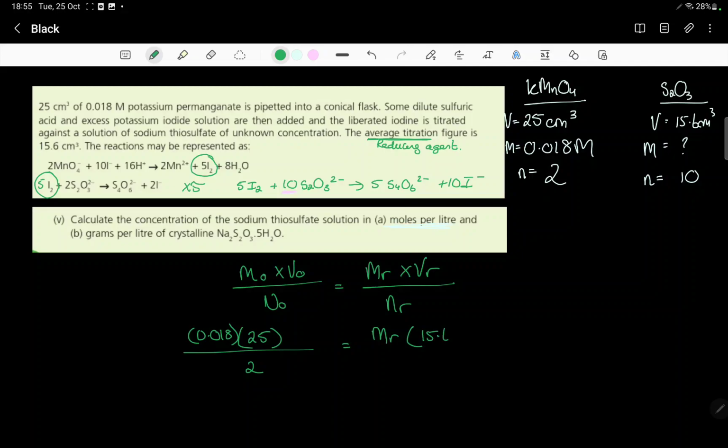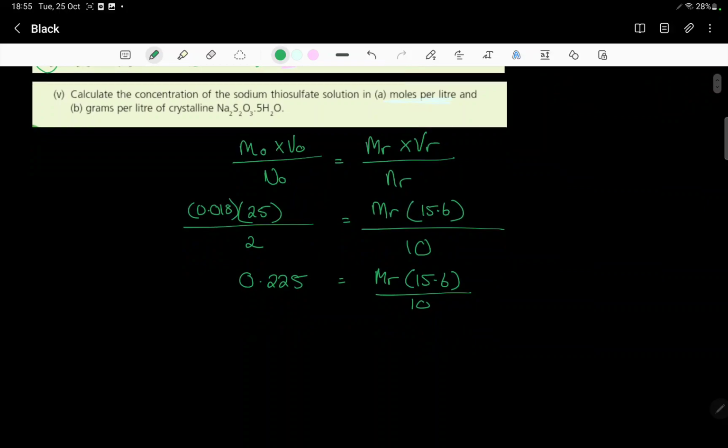The volume is the average titer, and the number is 10. So when we work this side out here, we're going to get 0.225 equals the molarity of the reducing agent times 15.6 over 10. I'm going to bring that 10 across and multiply it into the 0.225, which is going to get us 2.25 equals MR times the 15.6.